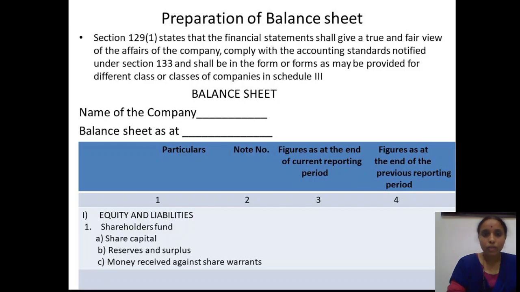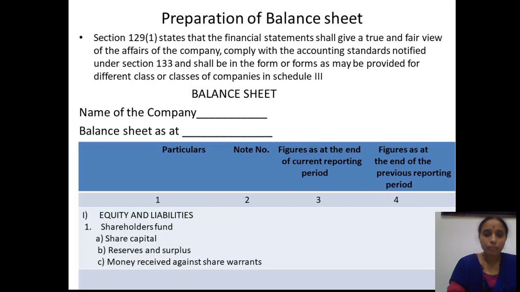So the vertical balance sheet format is like this, as you see on the screen: particulars, note number, figures at the end of the current reporting period, figures at the end of the previous reporting period. That means the current period amount you are going to record in column 3, and the figures at the end of the previous accounting year you are going to record in the fourth column.